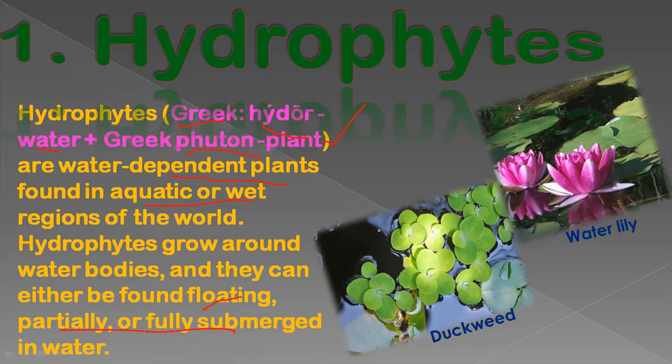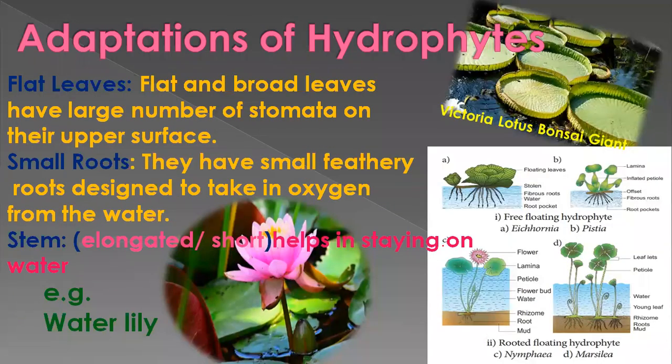You can see here some examples: duckweed, a very, very small plant indeed, and that is a floating plant. And that is a submerged plant, where the roots are submerged and stick in the soil. So that is water lily or lotus. Then we will see how the adaptations of hydrophytes occur.